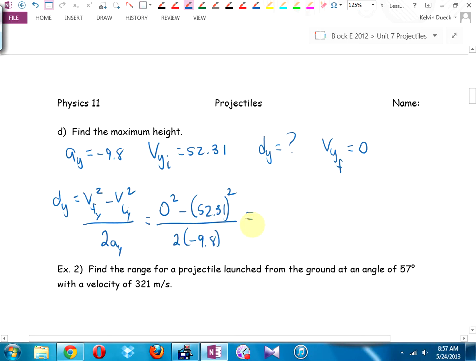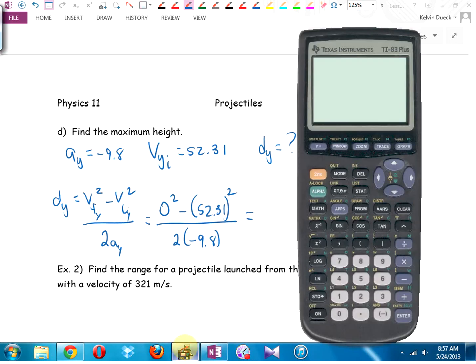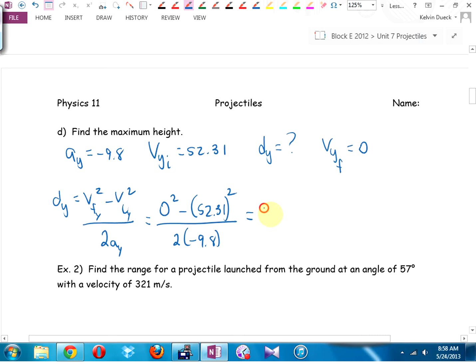Calculator practice. Is there more than one number on the top? Say yes. Is there more than one number on the bottom? Say yes. Brackets around the top, brackets around the bottom, yes. Hopefully by now this is becoming kind of redundant. Two times negative 9.8. You get 139.6 meters. Also fairly high.